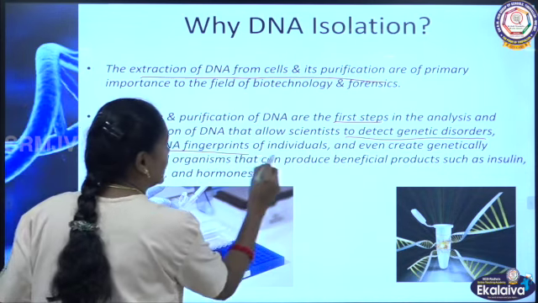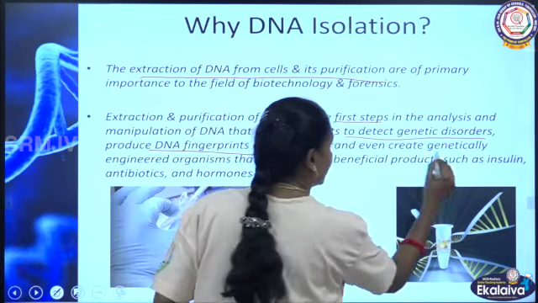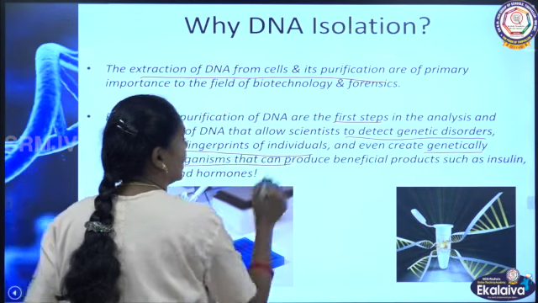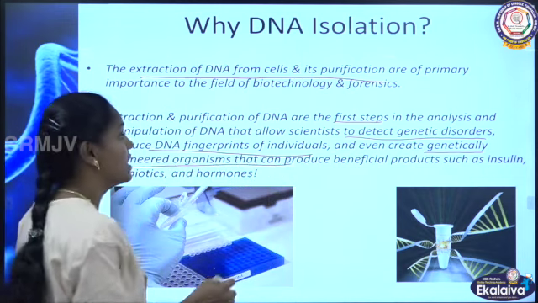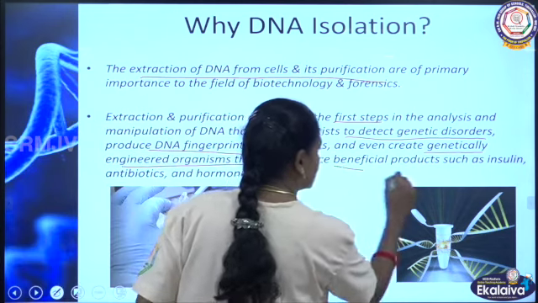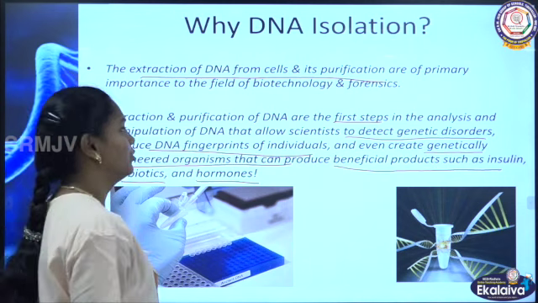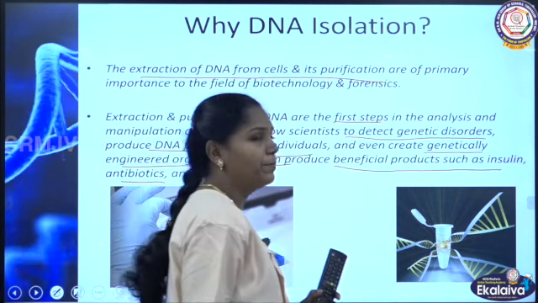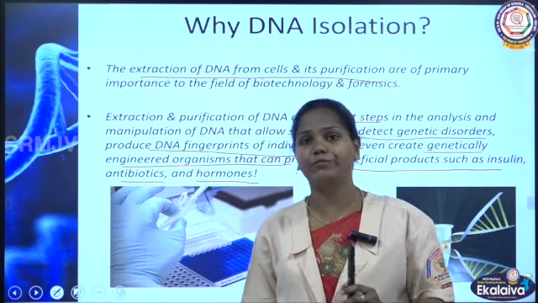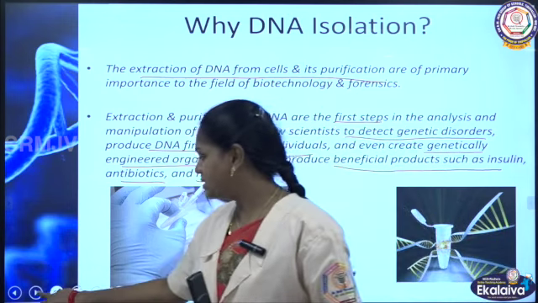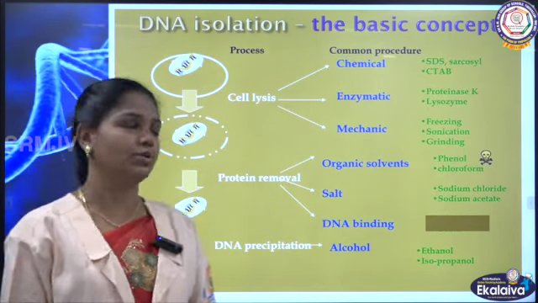Then to produce DNA fingerprinting of an individual, to create GMOs, that is genetically engineered or modified organisms, and to produce beneficial products such as insulin, antibiotics and hormones. So for all these purposes we need to extract our DNA in purified form. Now we will see what are the steps involved in our DNA extraction.